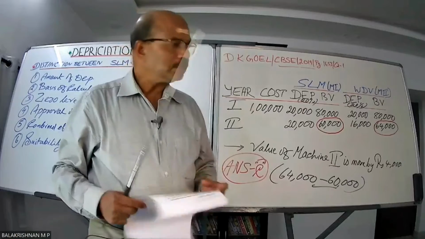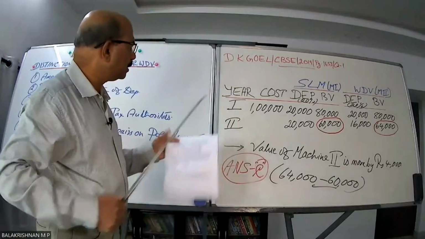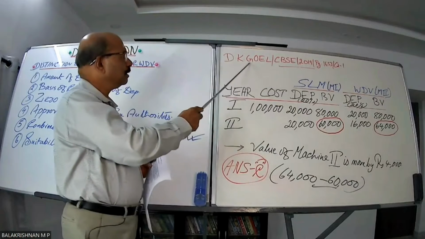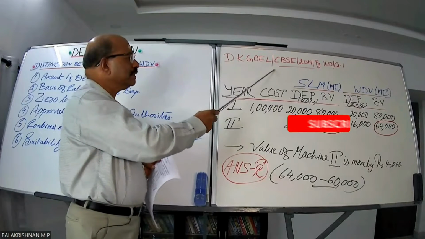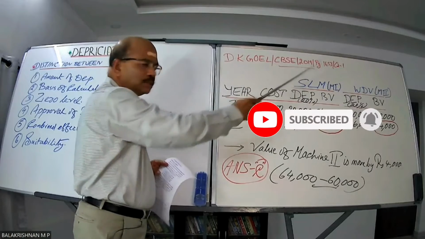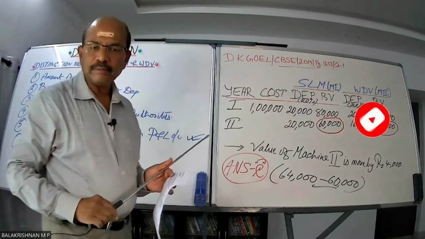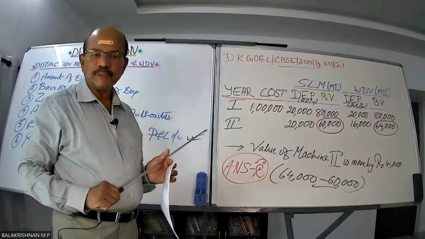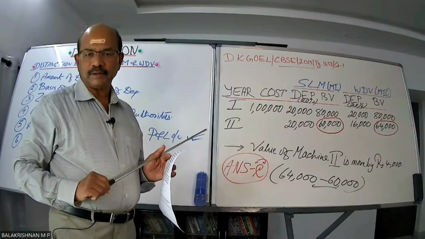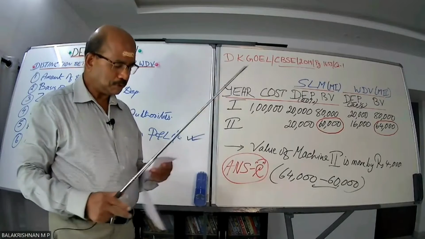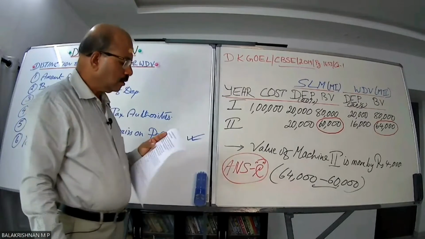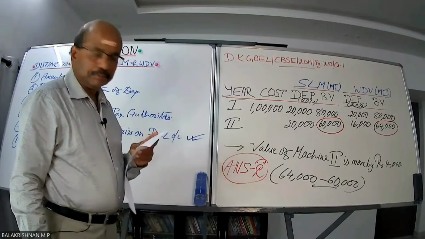I thought I would take up this small objective type question from DK Goel CBSE 2019 edition, page number 16.53, question 1. You will get the fundamental difference between the straight line method and the written down value method. I'm reading out the question for you. It will be shared to you later on, but for the time being, choose the best alternative.